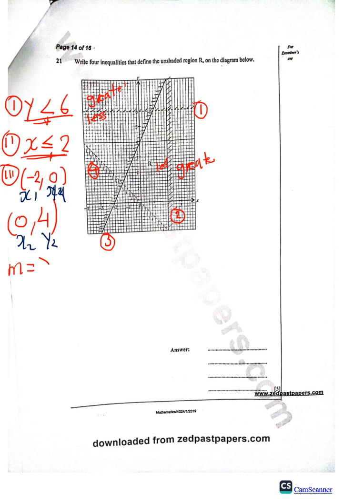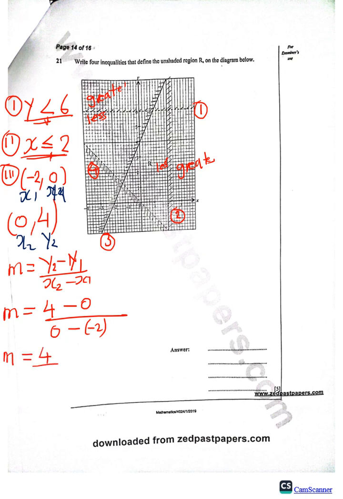So the formula is y2 minus y1 over x2 minus x1. So gradient is equal to y2 is 4 minus 0, x2 is 0 minus -2. So if we simplify this, it will give us 4 minus 0 is 4 over, negative times this negative is +2, 0 plus 2 is 2. So our slope is equal to 2.